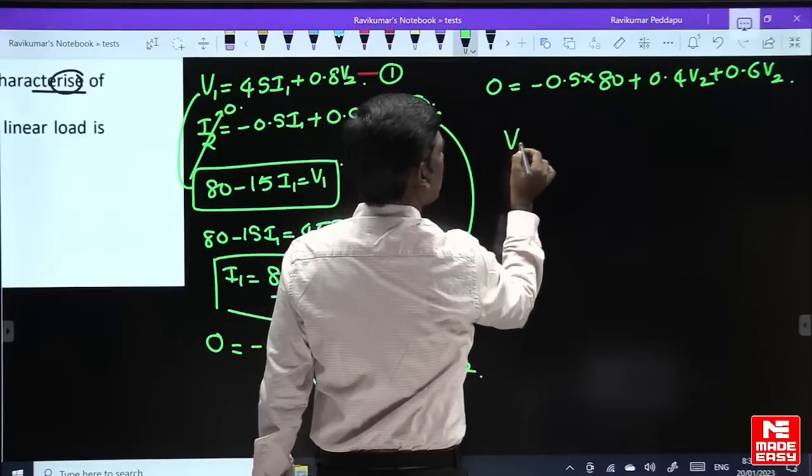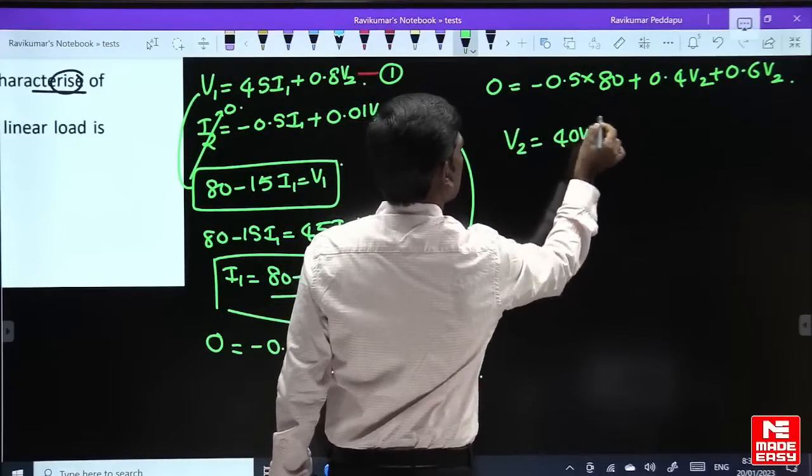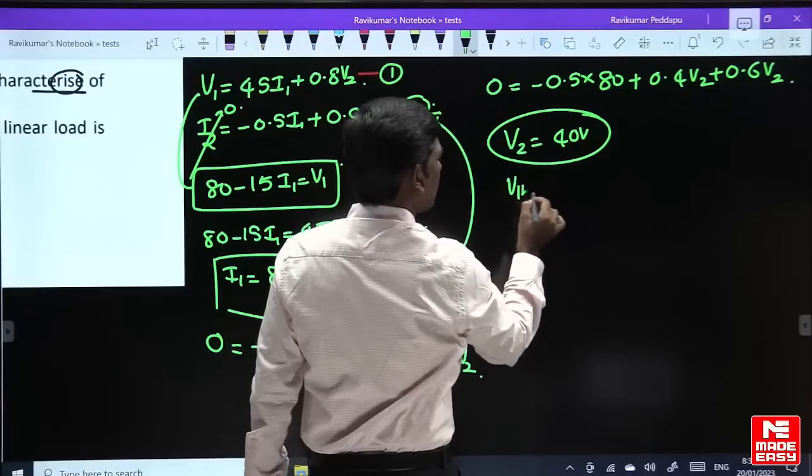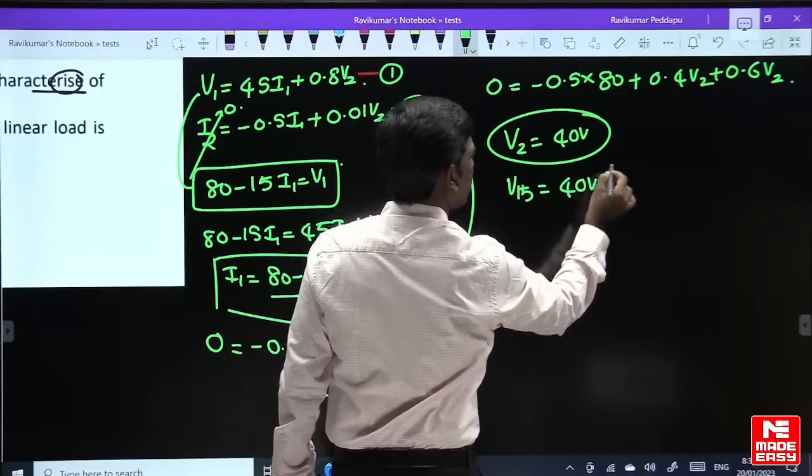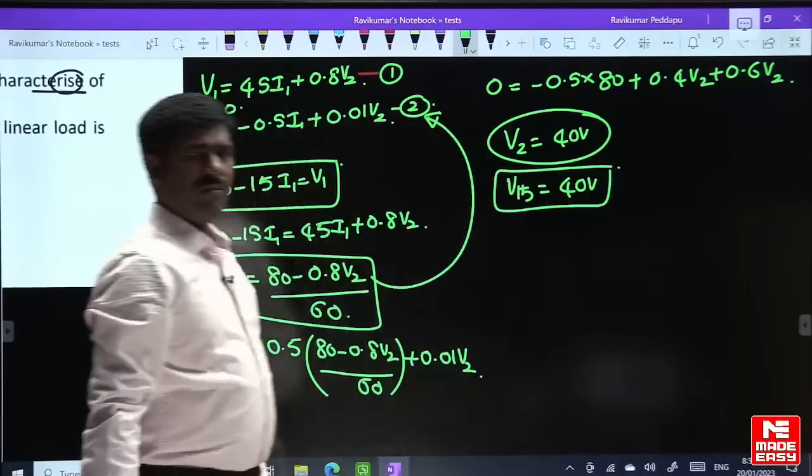So V2 is equal to how much? 40 volts. So VTH becomes 40 volts. VTH आ गया, 40 volts.